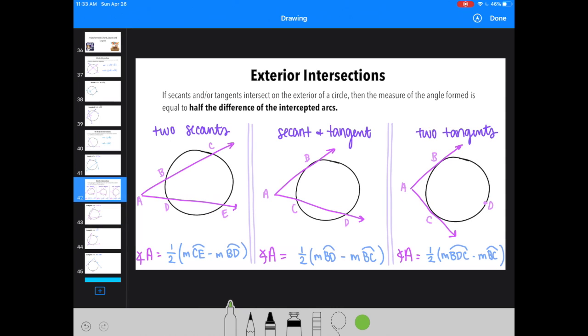All right, our last type of intersection is going to be exterior intersections. These ones look super duper complicated because there's different types of secants and tangents. However, the underlying theory is very similar. If you have a secant or a tangent that intersect on the exterior of a circle, then the measure of the angle formed is equal to half the difference of the intercepted arcs.